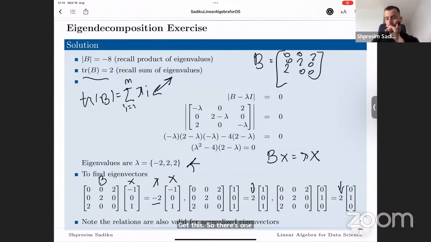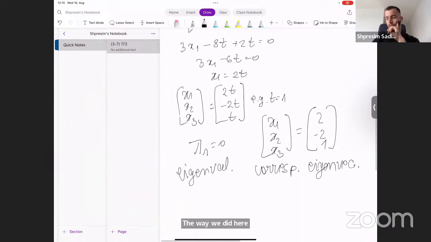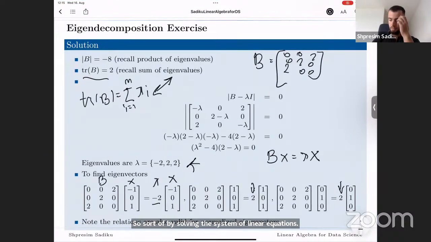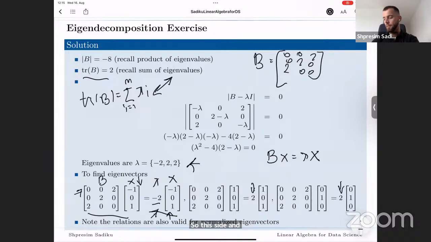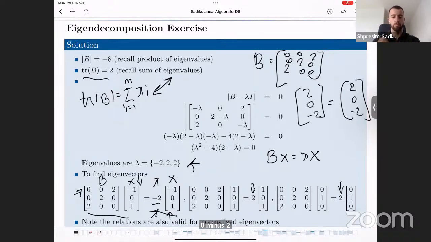So there's one question: how can we get -1, 0, 1? Well, you get this -1, 0, and 1 the way we did here, so sort of by solving the system of linear equations. But in this case, I just saw it by quickly checking, because if you multiply this matrix with this vector, you get the same as if you were to multiply this value by this vector. So this side and this side, they both give the value 2, 0, -2. And the same for the other two eigenvectors.